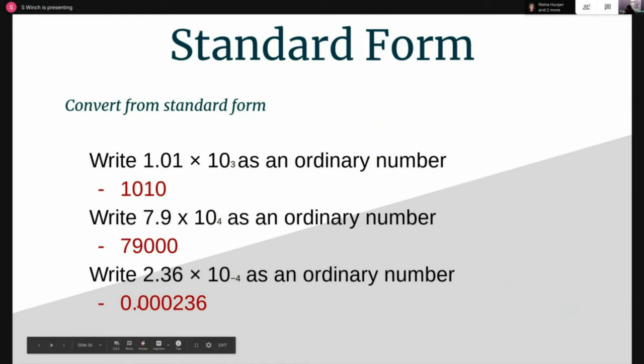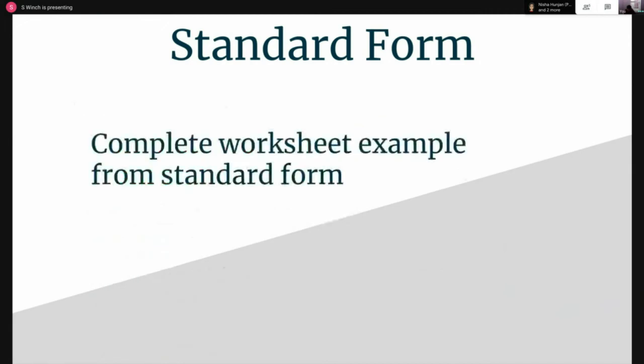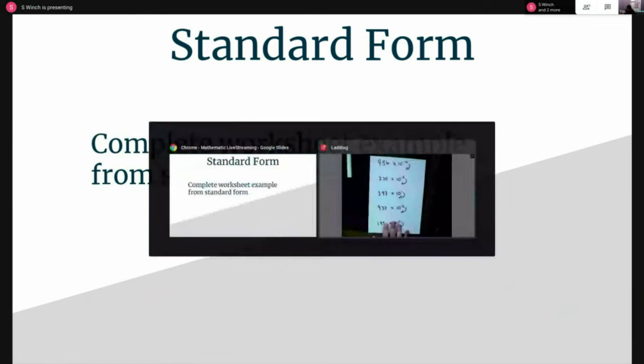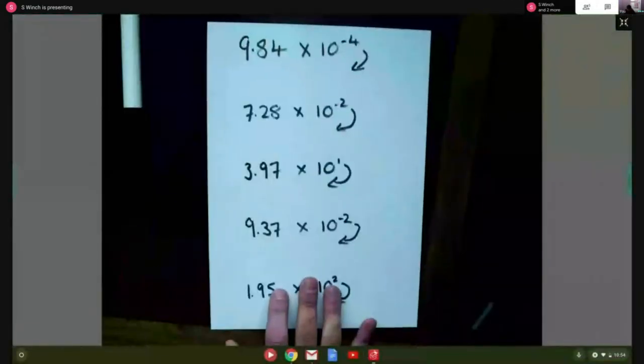Okay, so I am just having a look at the time, and we have got time, perfect, to do a couple of examples on the board, or on the table, if you like.